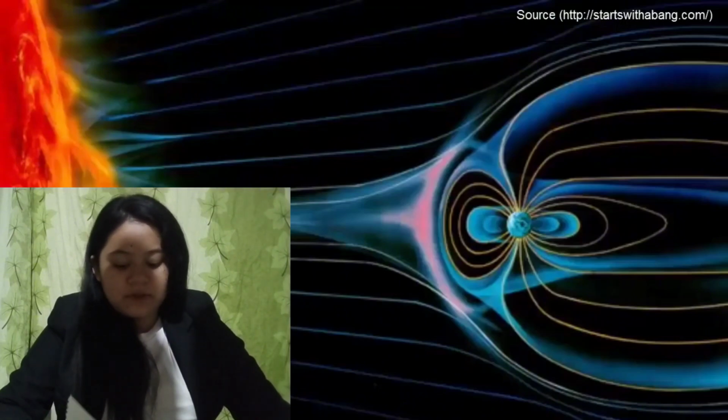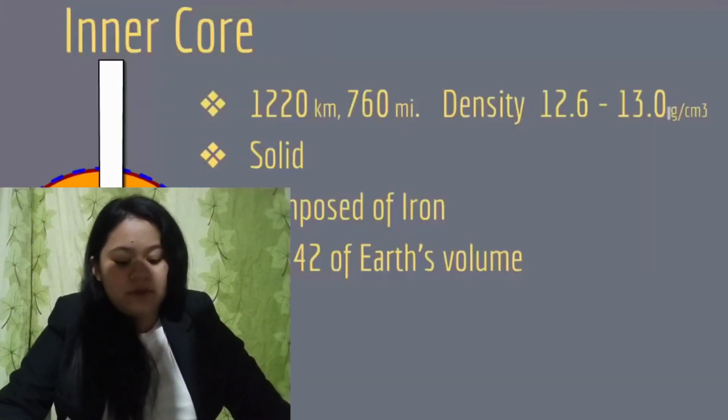The core is really important for Earth because it is composed of iron, and it's not just static.